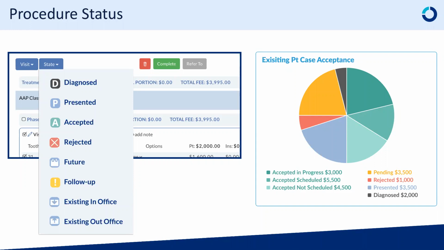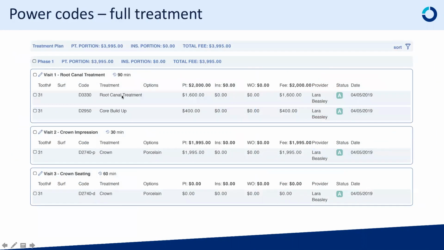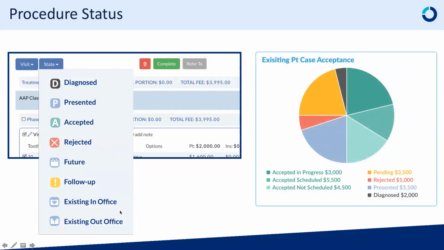Meaning that, for example, in this case, I have a root canal treatment, core buildup, and a crown. If I schedule the first visit, this will be accepted scheduled, versus the rest of those procedures, which are going to be accepted in progress. These are split automatically aside, so that you don't reach out to those patients because they already have at least one appointment scheduled in the future.